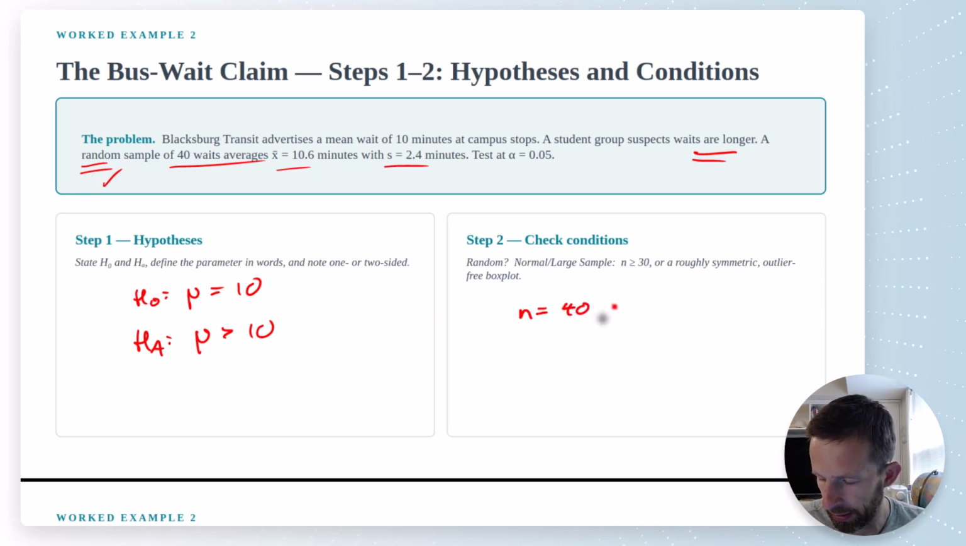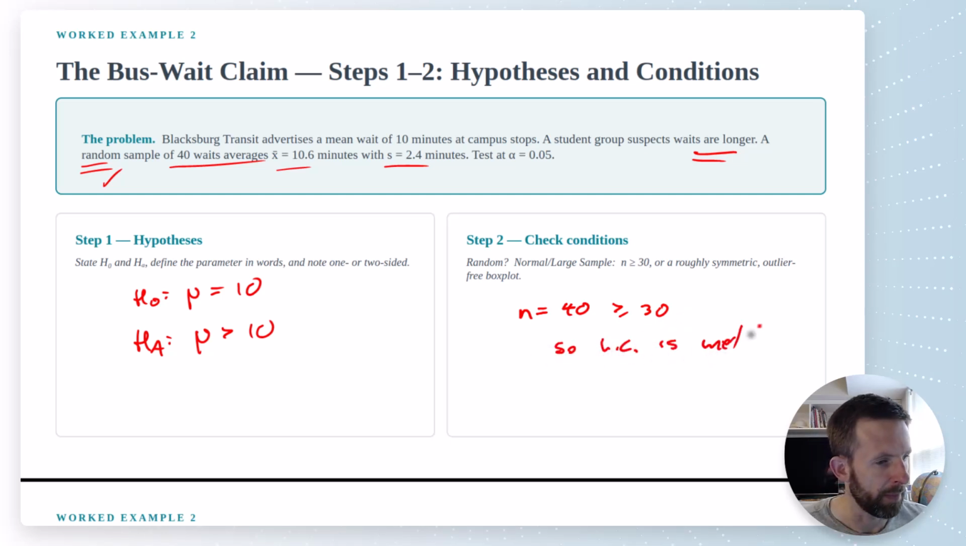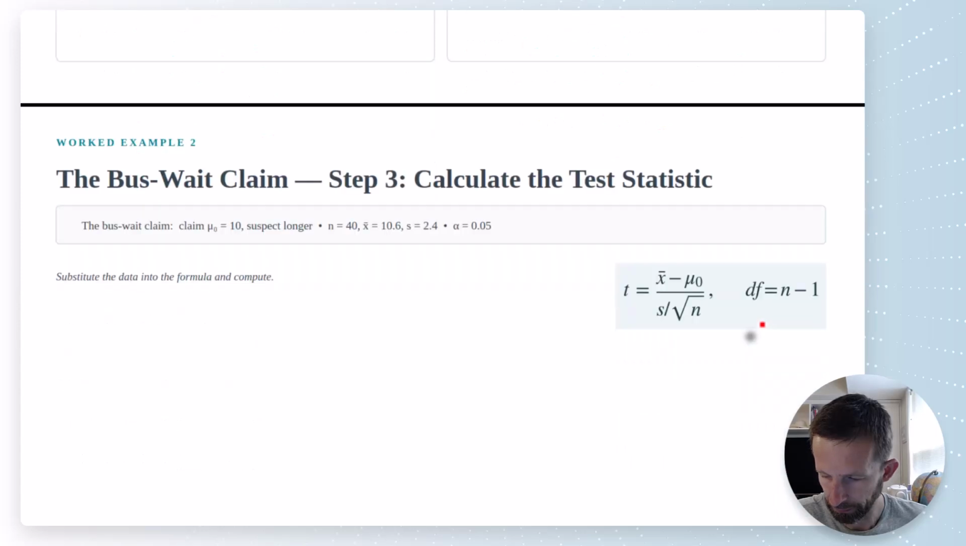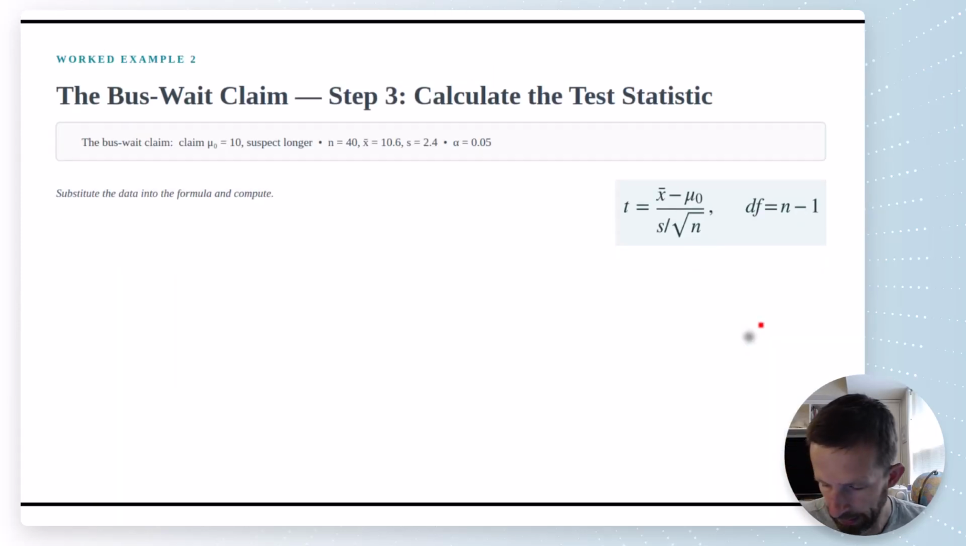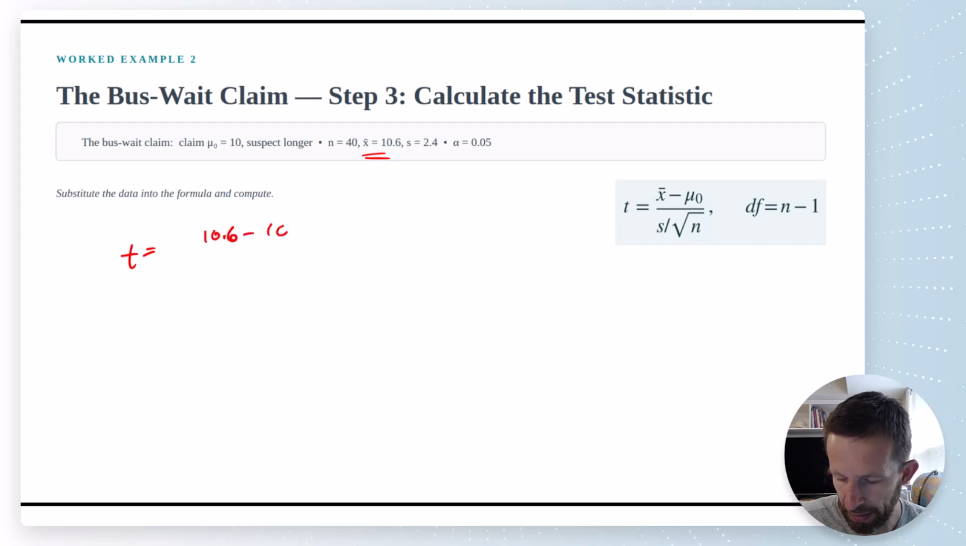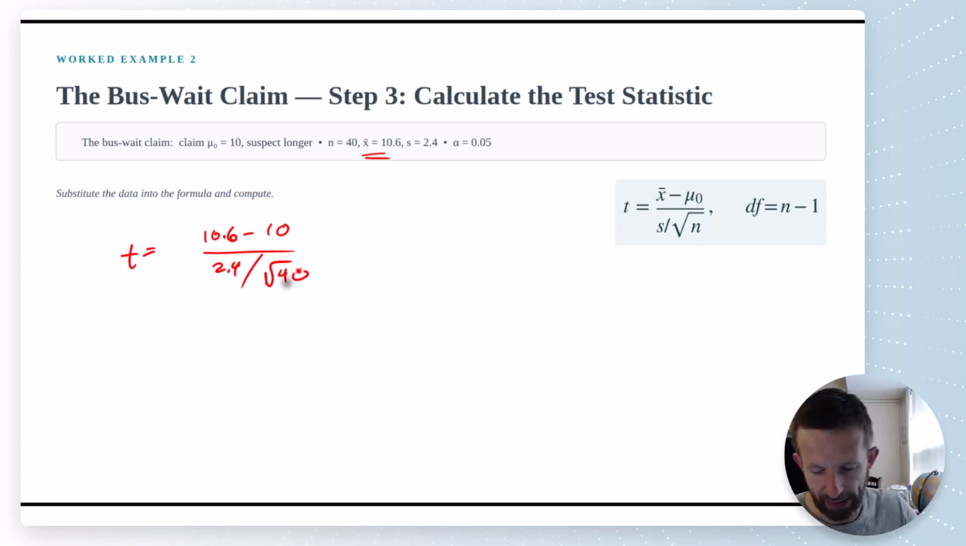n is equal to 40, which is greater than or equal to 30, so the large count condition is met. I want to find the test statistic. So my t is my sample mean 10.6 minus 10, divided by the sample standard deviation 2.4 divided by the square root of 40.